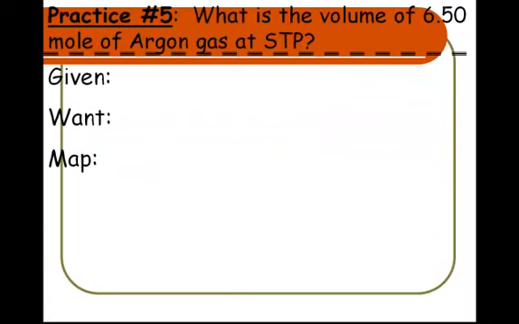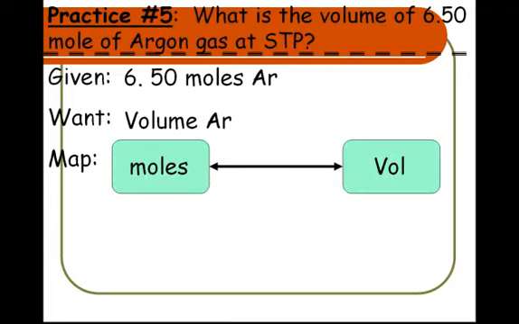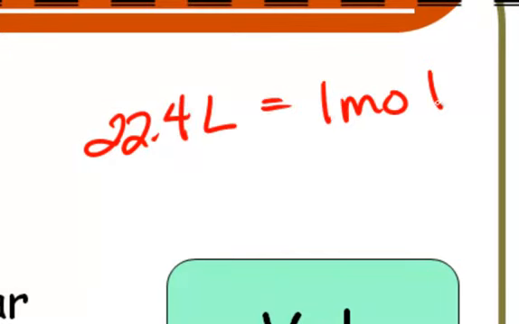What is the volume of 6.50 moles of argon gas at STP? Well, what information are we given? We're given 6.50 moles of Ar. What do we want? We want the volume of Ar. So our map is to start on Mole Island and go to Volume Island. What bridge do we use for that? We use our molar volume bridge. Remember that molar volume is 22.4 liters equals 1 mole.